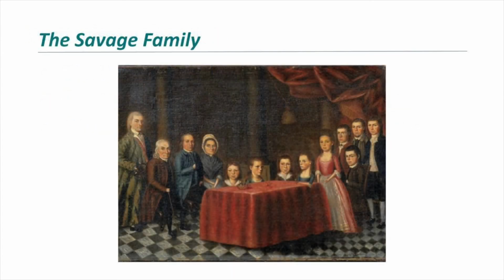This is a 1779 painting of the Savage family by New England artist Edward Savage, who depicts several generations of his family here. That's a little bit later than what we're talking about, but it shows the concentration on family life and family hierarchy and the development of family genealogy over time.